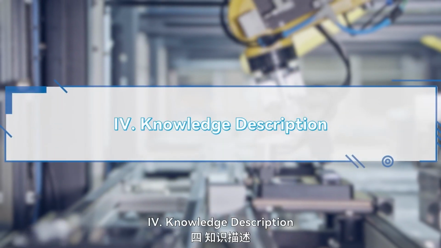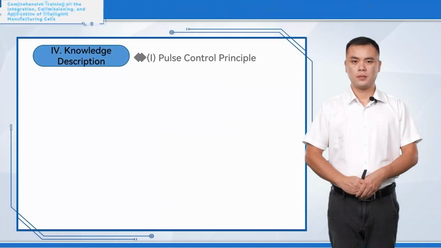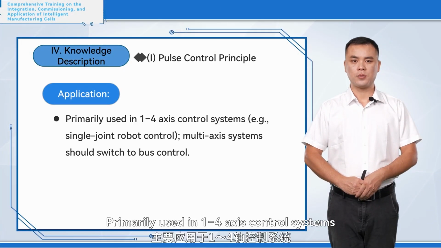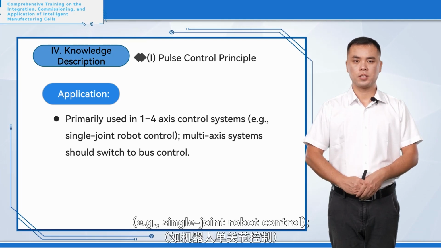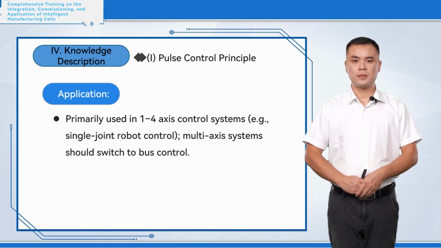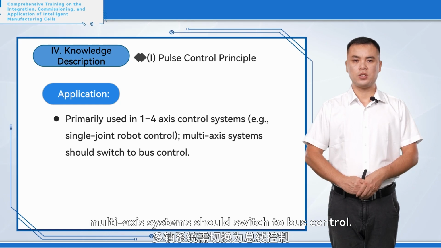4. Knowledge description. 1. Pulse control principle. Application. Primarily used in 1 to 4 axis control systems, e.g. single-joint robot control. Multi-axis systems should switch to bus control.